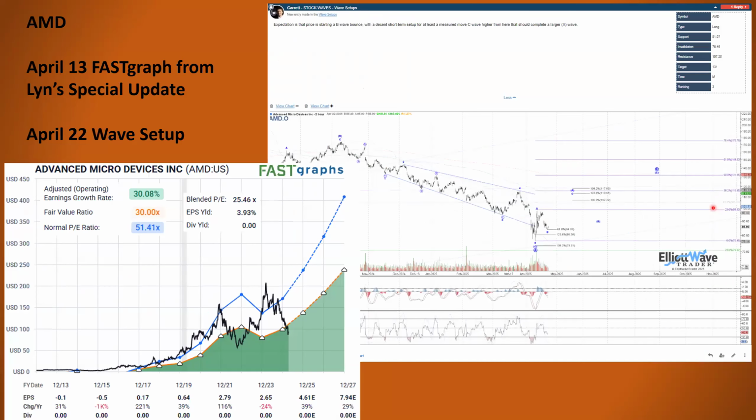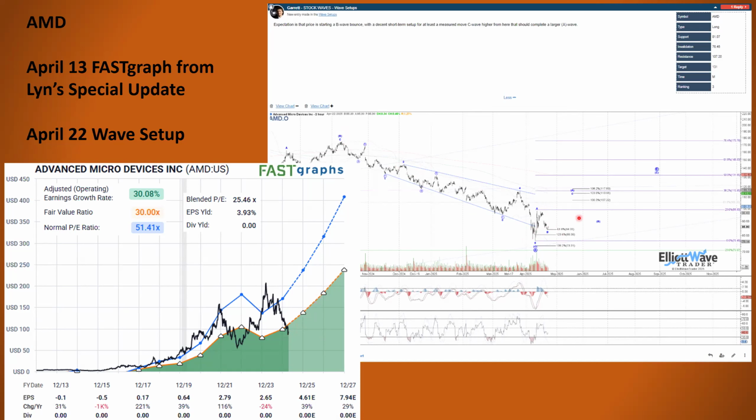Here is another good example of using that in conjunction. Lynn put out a special update on April 13th, including charts from Garrett and me of AMD coming into support for a bigger move down. We had actually been short AMD from October, looking for the move down, but had just tightened up the support and validation levels for that trade because it had reached our targets. And she was looking at it also bottoming.